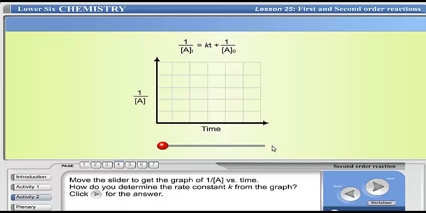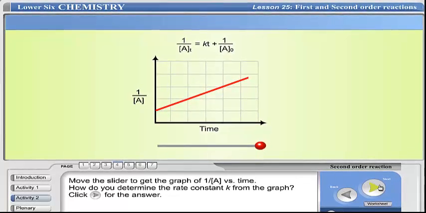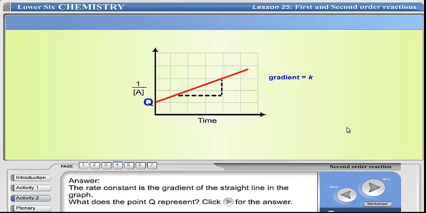Move the slider to get the graph of 1 over A versus time. How do you determine the rate constant K from the graph? Click Next for the answer. Answer: the rate constant is the gradient of the straight line in the graph.